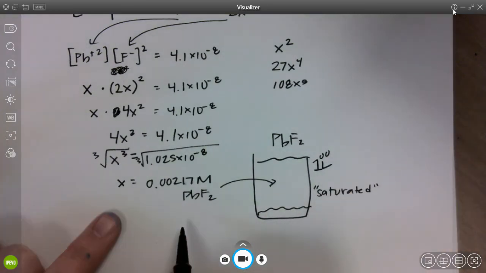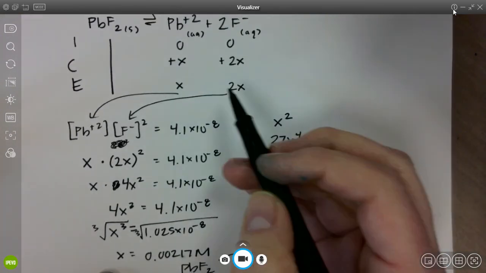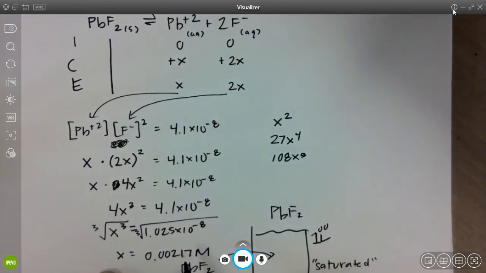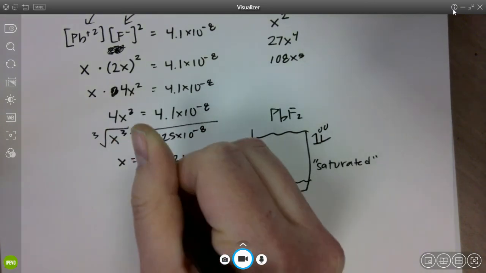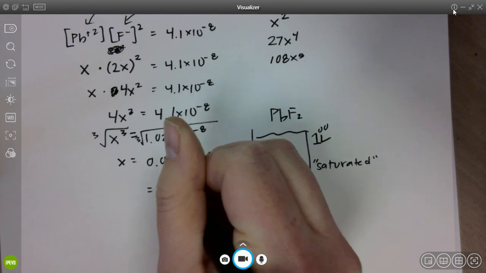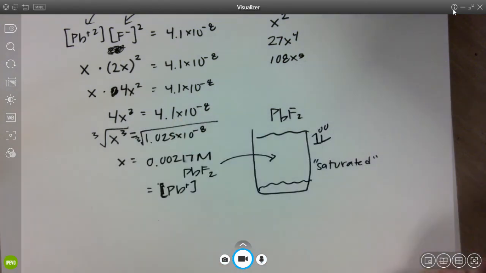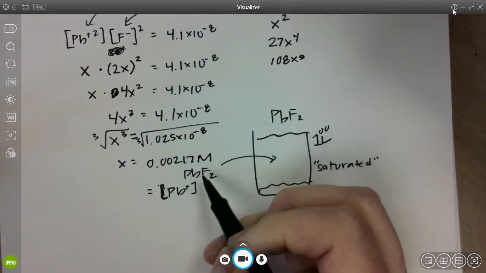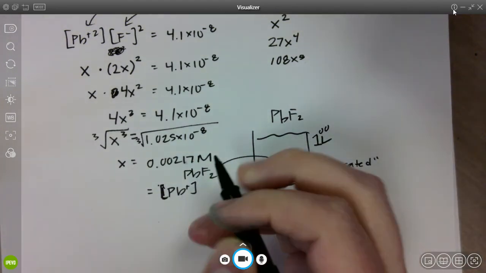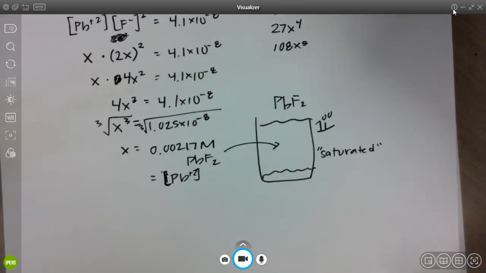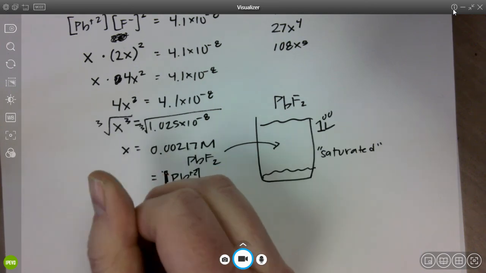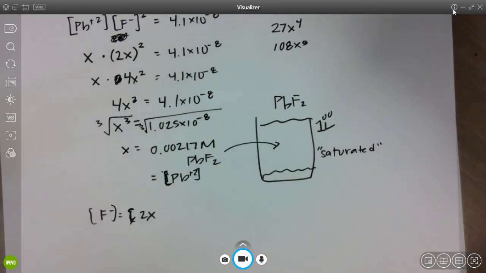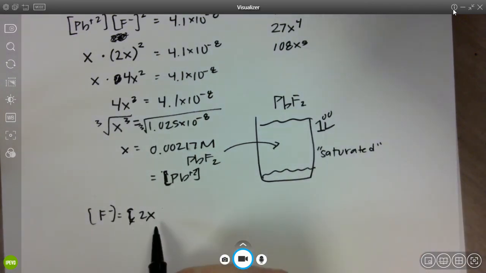That also means, if you think about how our ice table was set up, the concentration of lead is equal to x as well. So not only is this the concentration of PbF2, it is also our concentration of the lead ion, Pb plus 2. Since I make 1 lead ion for every one of these that I dissolve, I'm going to have the same concentration. F minus, though, its concentration was equal to 2x. So it's equal to 2 times the value because I have 2 F minus ions coming in there.